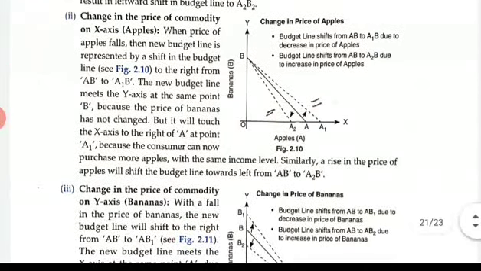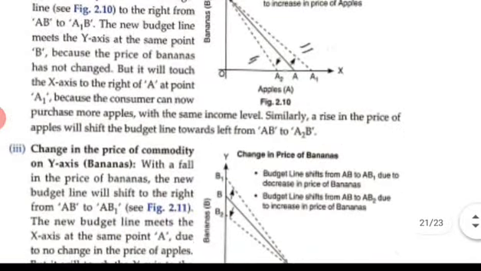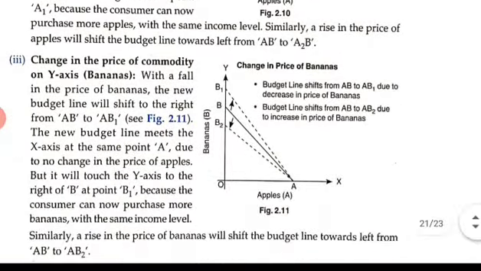Suppose there is a rise in the price of the apple, then the budget line will shift leftward from AB to A2B. So in this diagram, the budget line shifts from AB to A1B due to a decrease in the price of apple, and the budget line shifts from AB to A2B when there is an increase in the price of apple. So this is with respect to only apple, or the good on the x-axis.